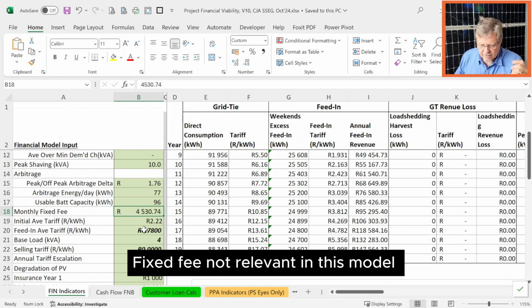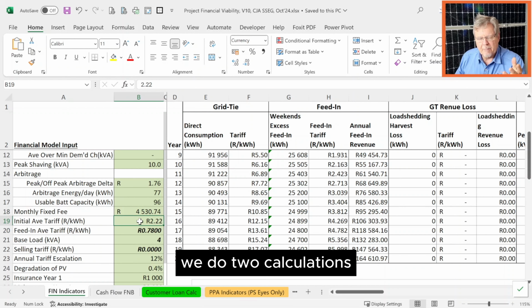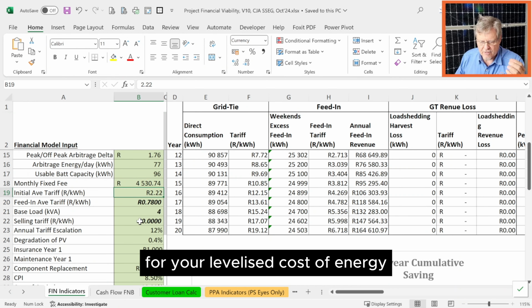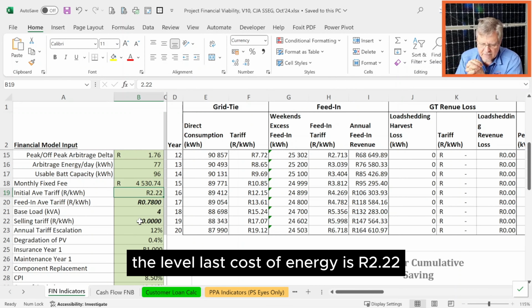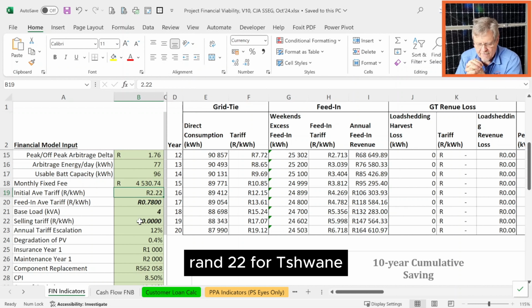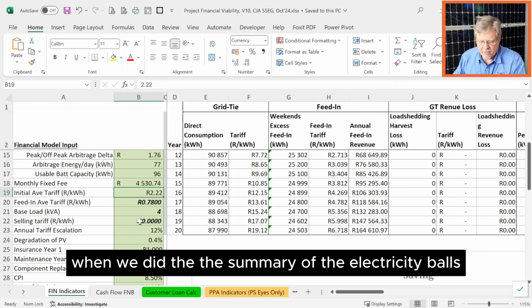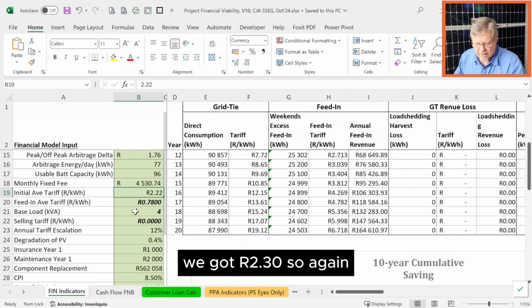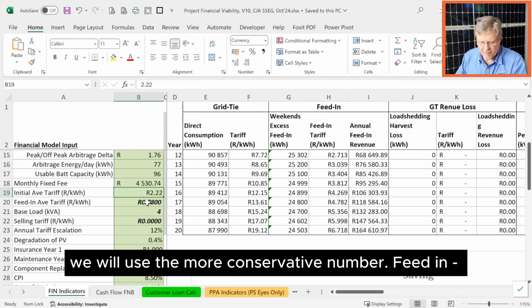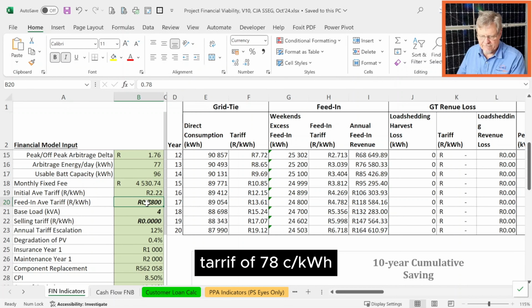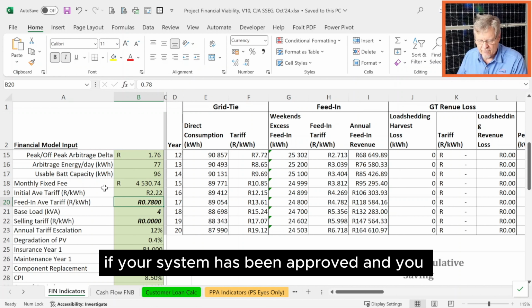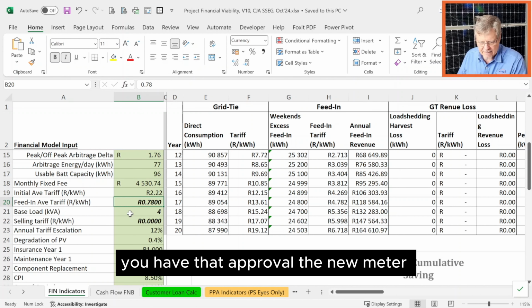Fixed fee not relevant in this model. Initial tariff, remember we do two calculations for your levelized cost of energy. 222 is the logger data that we worked out. The levelized cost of energy is 222 for Tshwane. When we did the summary of the electricity bills, we got 230. So again, we will use the more conservative number. Feed-in, yes, we are allowed to feed in. Tshwane did publish a feed-in tariff of 78 cents per kilowatt hour if your system has been approved and you have that approval of the new meter.